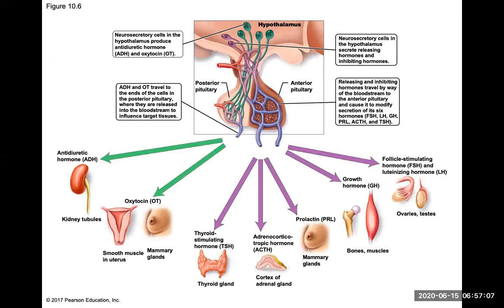So these are the 7 hormones that are released from the anterior pituitary, and you can see them listed here. The posterior pituitary just releases 2. So we have our smooth muscle, oxytocin, antidiuretic hormone, mammary gland, so it'll also stimulate breast milk production, your thyroid gland, the cortex of the adrenal gland, prolactin, which will stimulate the breast to create milk, growth hormone, and follicle stimulating hormone to affect your ovaries and testes.